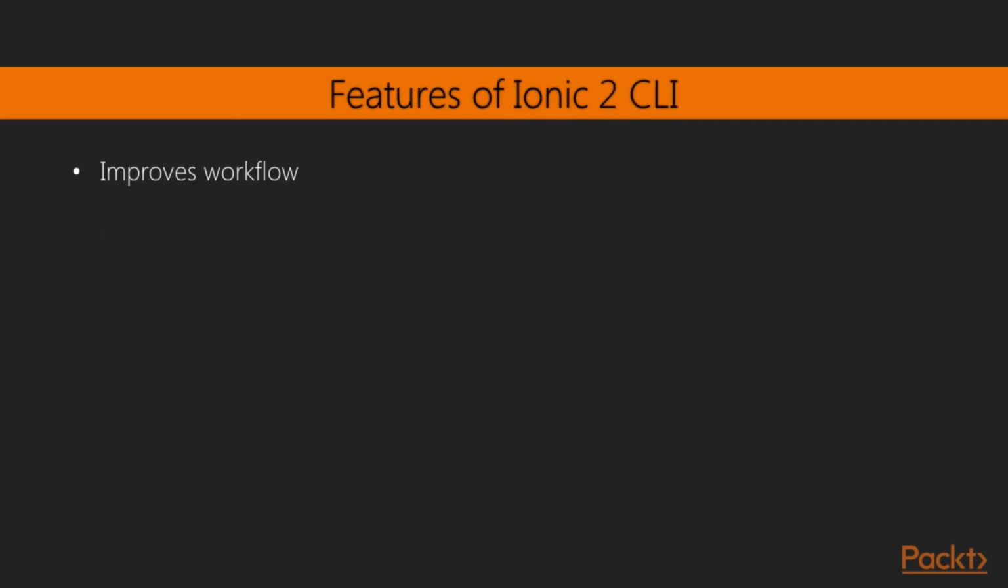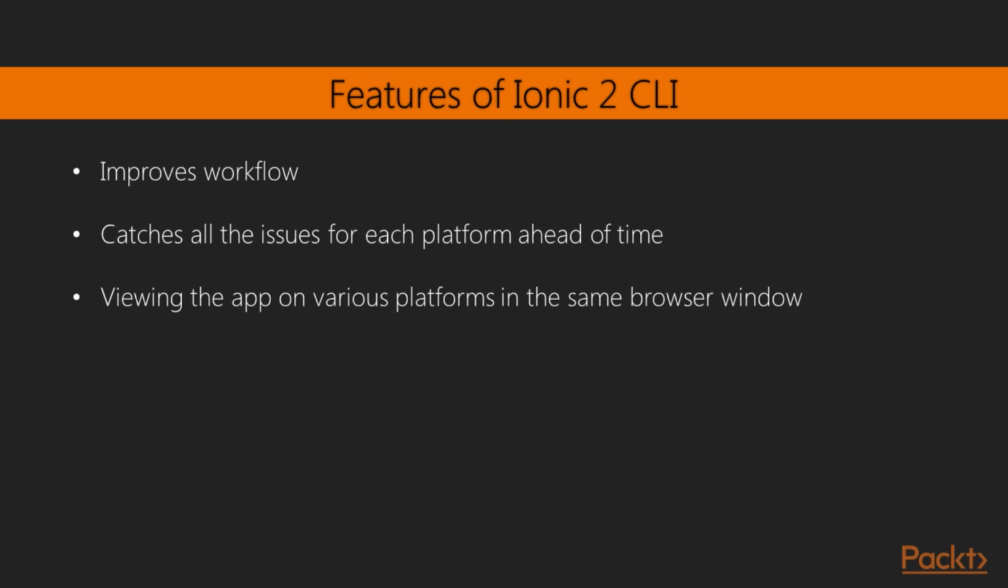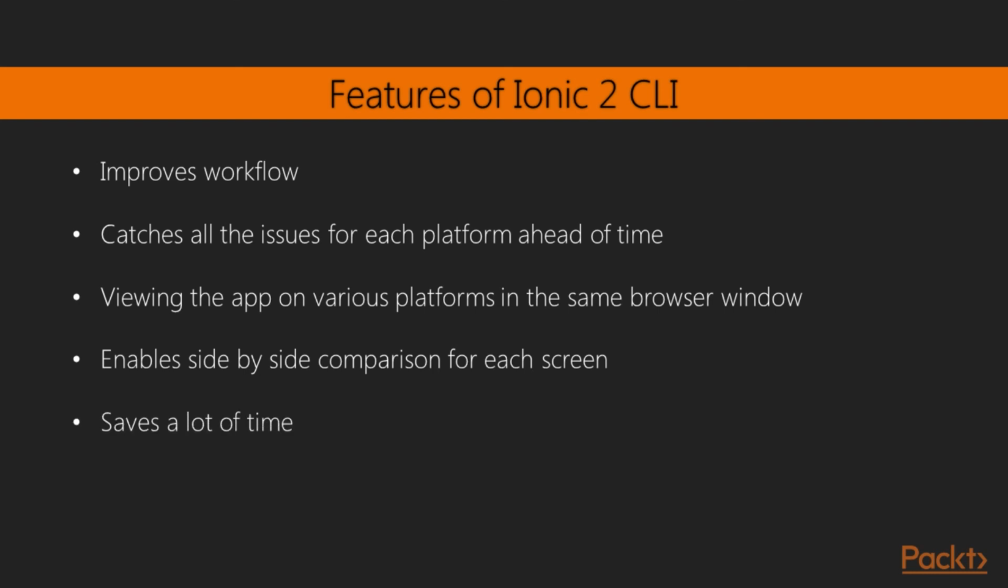Ionic 2 CLI provides seamless integration to improve your workflow to ensure that you can catch all the issues for each platform ahead of time. You can quickly view the app on various platforms in the same browser window. This feature is powerful because now one can make a side-by-side comparison for each screen with a specific interaction. If you want to debug JavaScript code, you employ the same web developer tools that you have been using in the browser. This capability will save you a lot of time, instead of waiting to push the app to a physical device, which could take minutes if your app is getting larger.